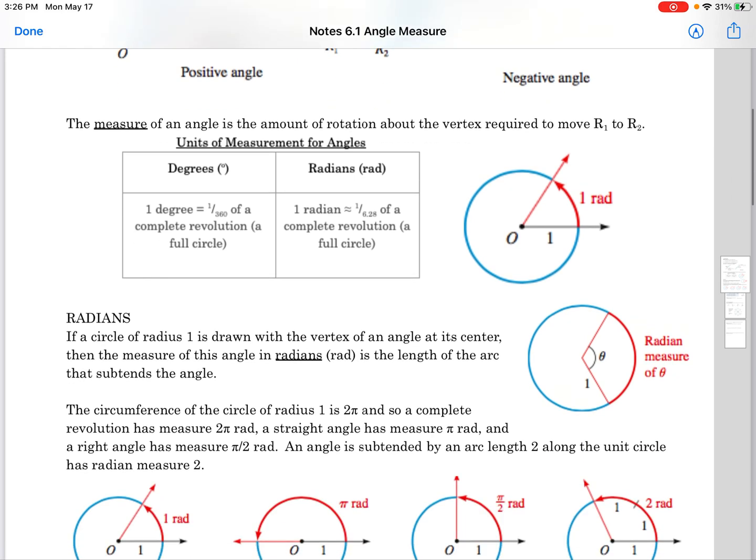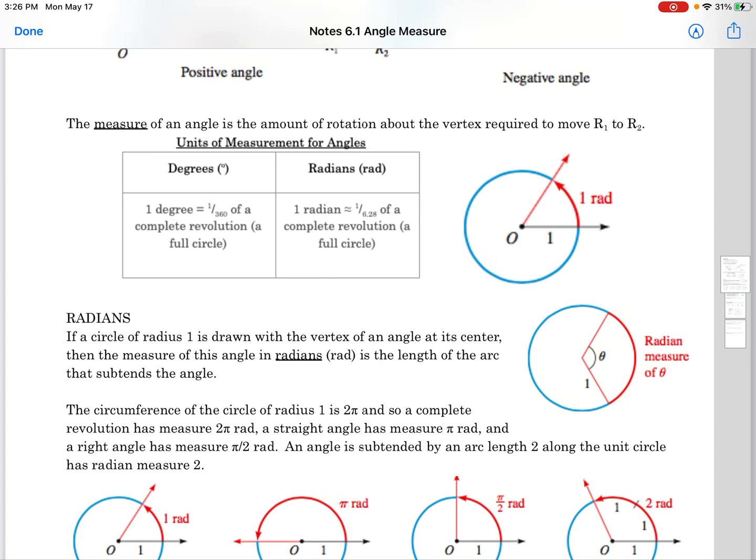The measure of an angle is the amount of rotation about the vertex required to move from ray 1 to ray 2. So kind of that gap, how much we have to fan it out to get to the terminal side. We have actually two ways of measuring angles. Now in geometry, you would have discussed degrees, and we know that an entire circle or a full angle is going to have 360 degrees in it. So 1 degree is 1/360th of a complete circle or a complete revolution. That's what we call going around the circle an entire time.